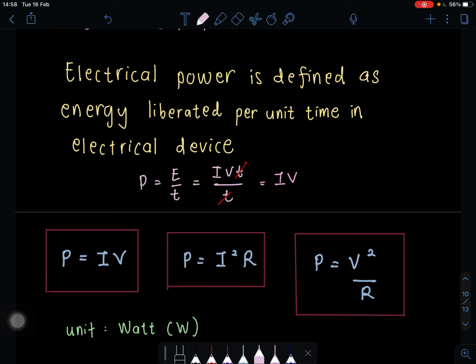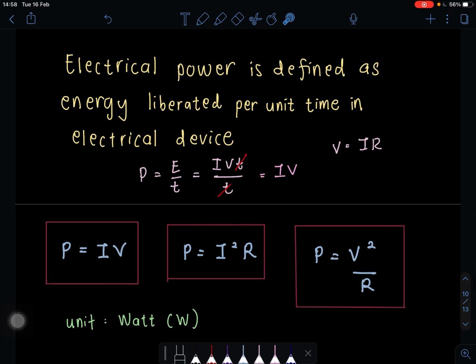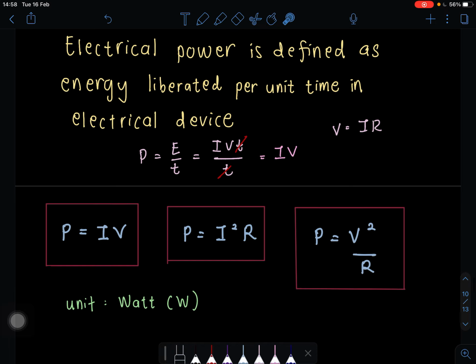Okay, since V is equal to IR, so that one is for Ohm's law. So when we substitute this one to here, we will get the second formula, I square R. And then the third formula, you just change I to V over R, so you will get V square over R. Okay, and the SI unit for power will be watt, or its symbol W.